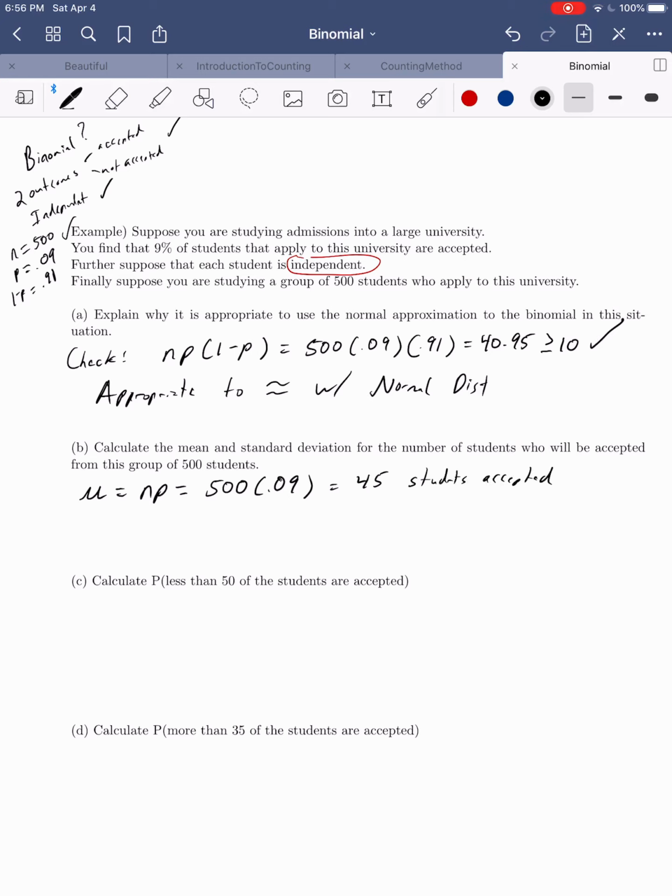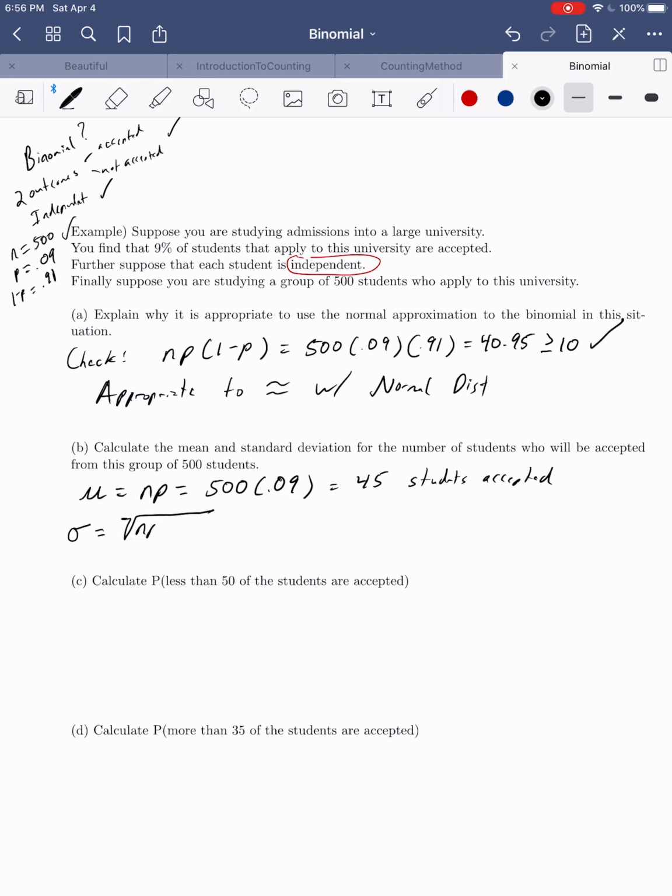Now, this formula might seem weird to you, but this number should make sense. What you basically did here is you said, on average, if you look at 500 people who apply and 9% get in, well, what's 9% of 500? 9% of 500 is 45. So we're saying on average, 45 students should get in out of every 500. Then, of course, it's not always going to be 45 students. So there's going to be an amount of deviation. We use that standard deviation here.